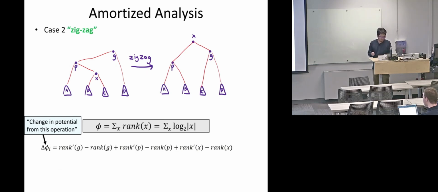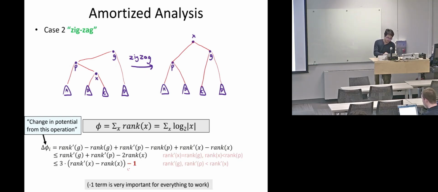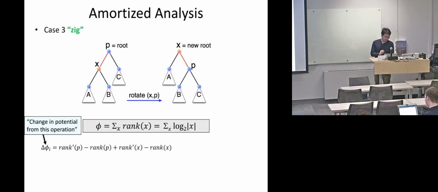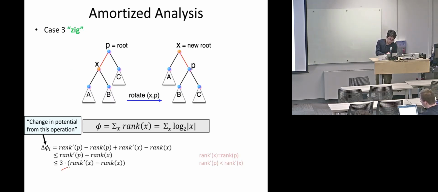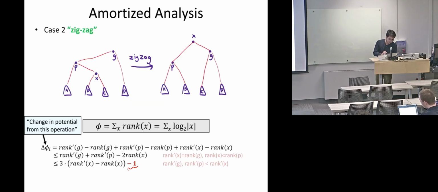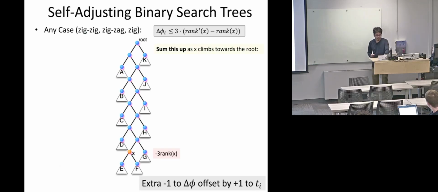When you do zig-zig, you're going to get something like -1 here as well. When you do zig, you don't get -1, but at the end of the day the change in potential is the new rank of x minus the old rank of x times some constant, and minus 1. When you do zigzag or zig-zig, you get the minus 1. And that's important. Why is that?